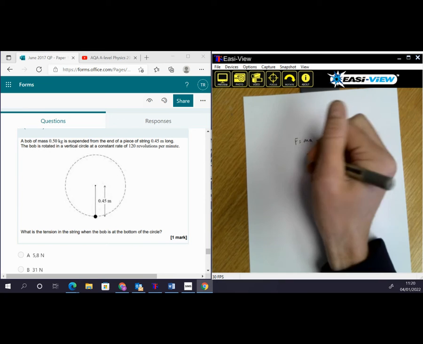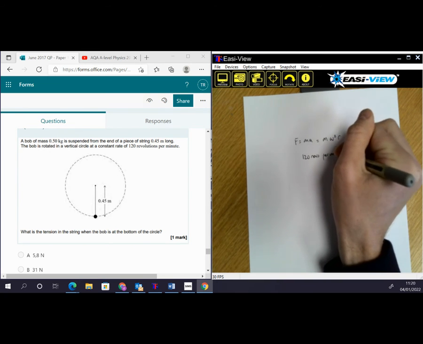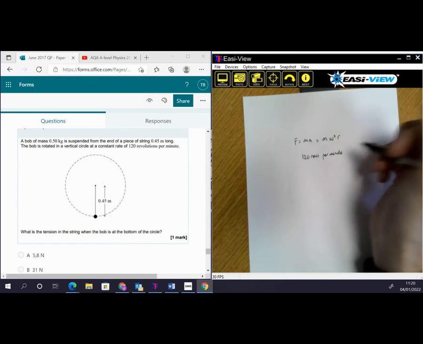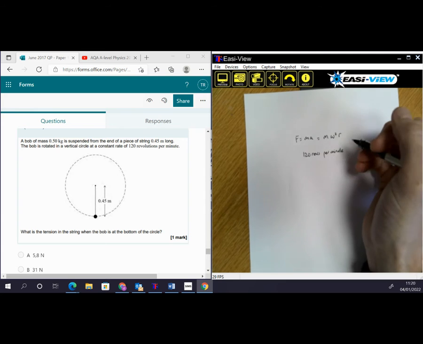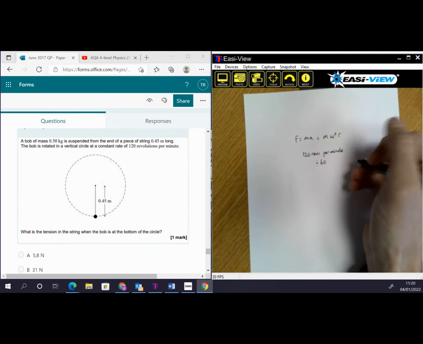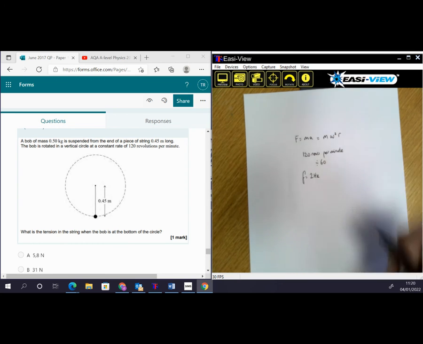So I can use the revolutions. We're given revolutions per minute, and I can use this to find the frequency. And from that, I'll be able to find the angular speed. 120 revolutions per minute. It's going to do 60 times fewer revolutions in a second than it does in a minute. And that gives me a frequency, lowercase f, of 2 hertz.